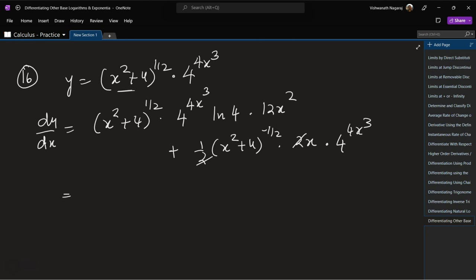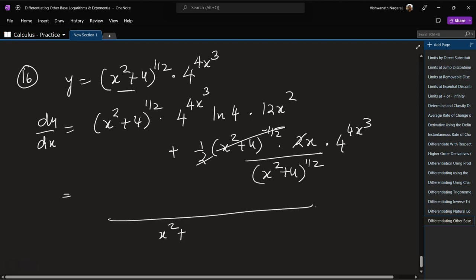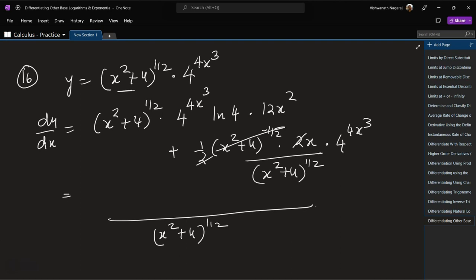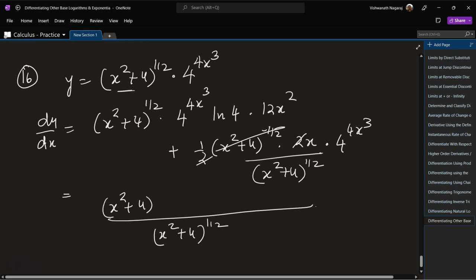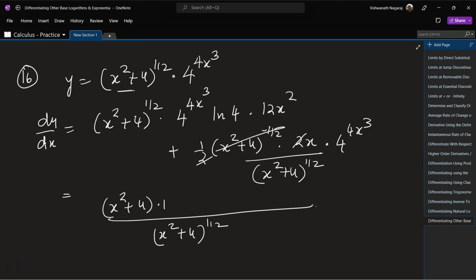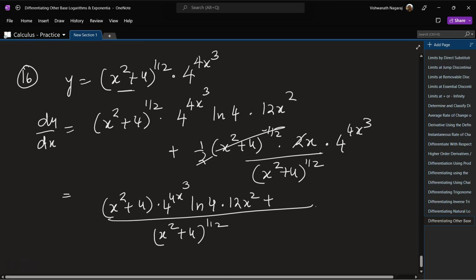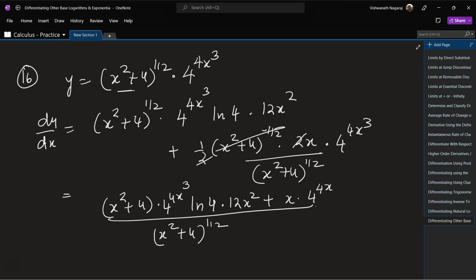Okay, so now let's simplify this. Let's take this down. So this would be x square plus 4 to the power of half. So let's take the LCM. x square plus 4 to the power of half. Here we don't have anything in the denominator, so we need to multiply. So this becomes x square plus 4 to the power of half plus half, 1, times 4 to the power of 4x cube natural log of 4 times 12x square plus x times 4 to the power of 4x cube.